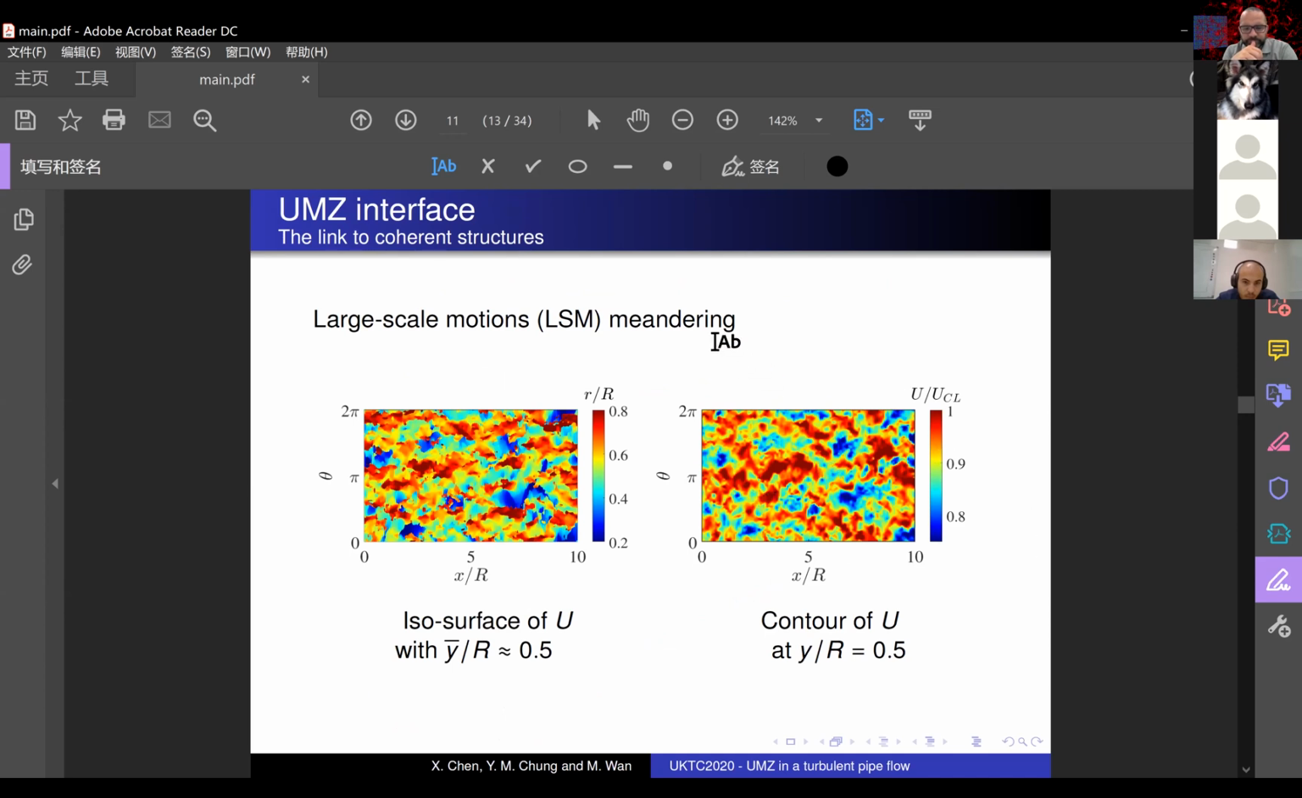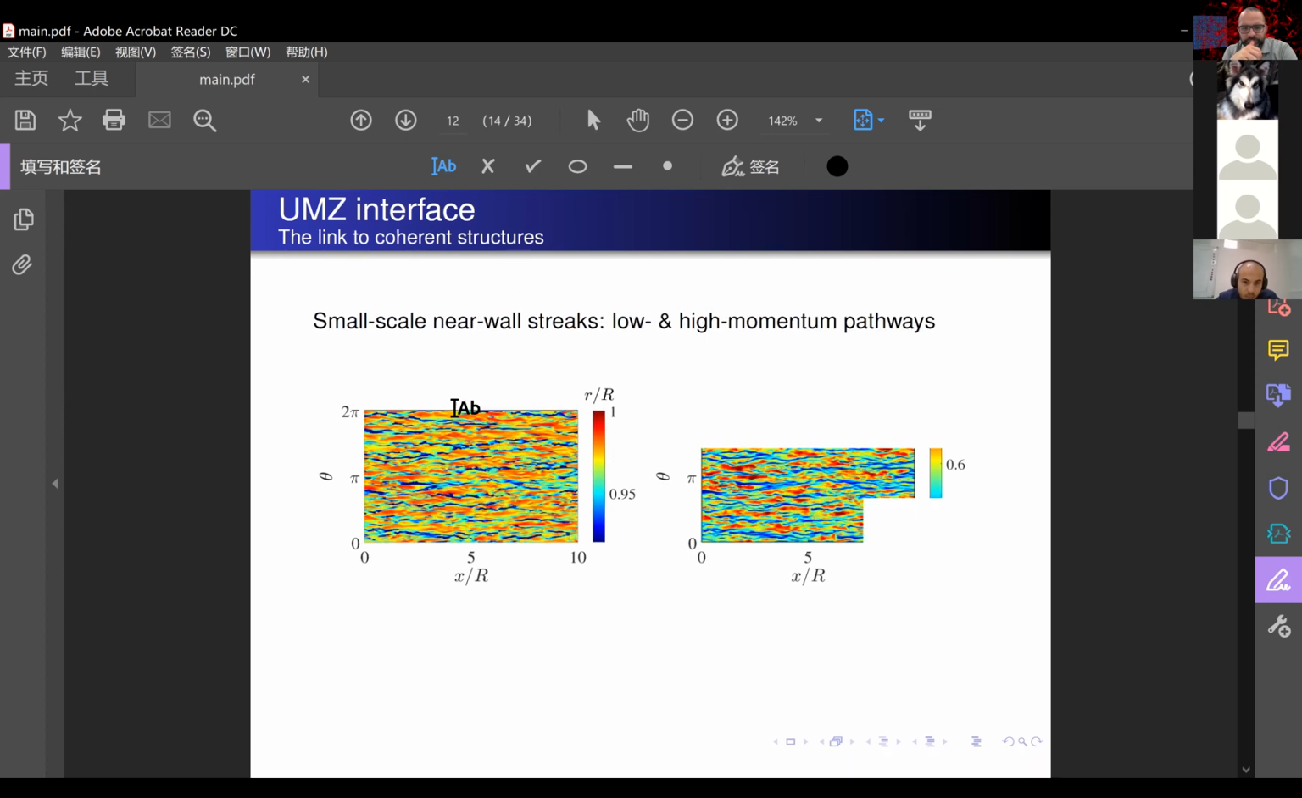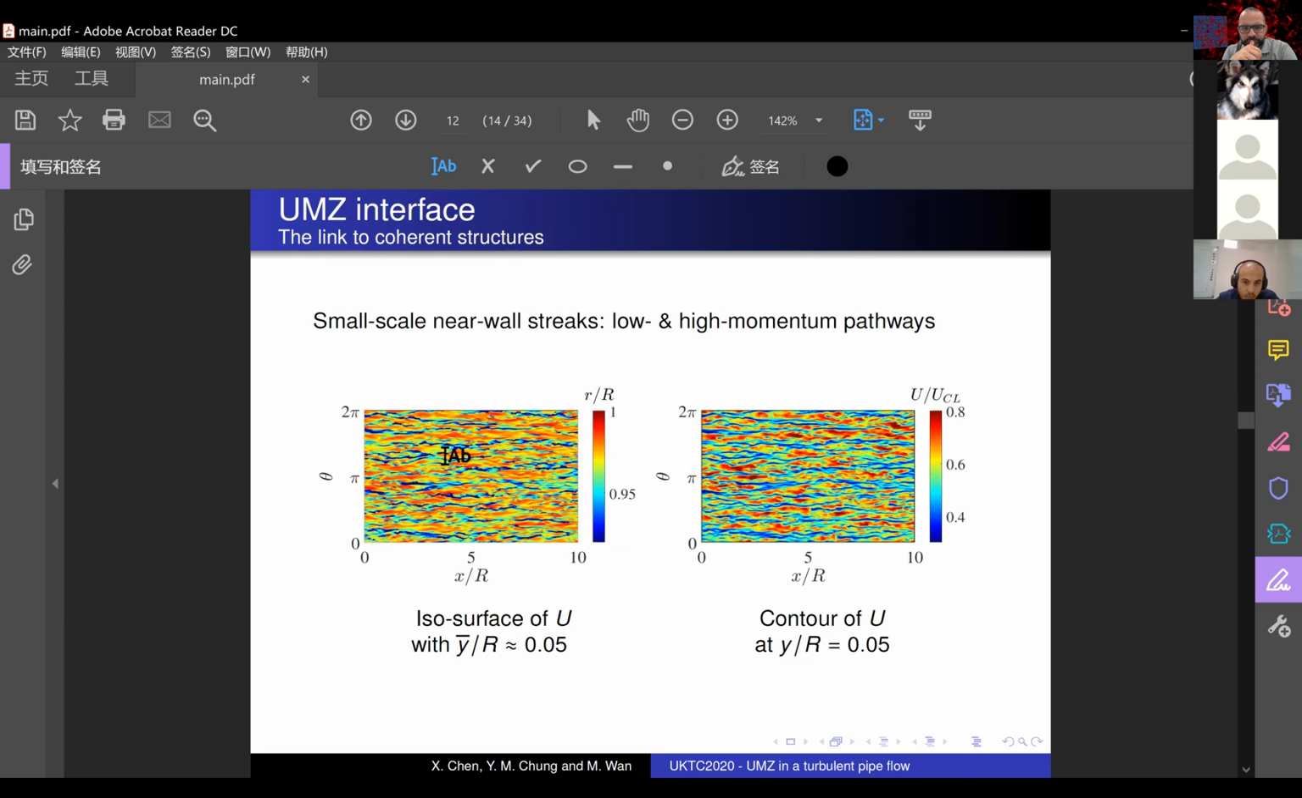Away from the wall, these are the large-scale motions with significant meandering behavior. The interface closer to the wall, on the other hand, reveals the near-wall activities. So much closer to the wall, the streaks become very refined and in much smaller scales.